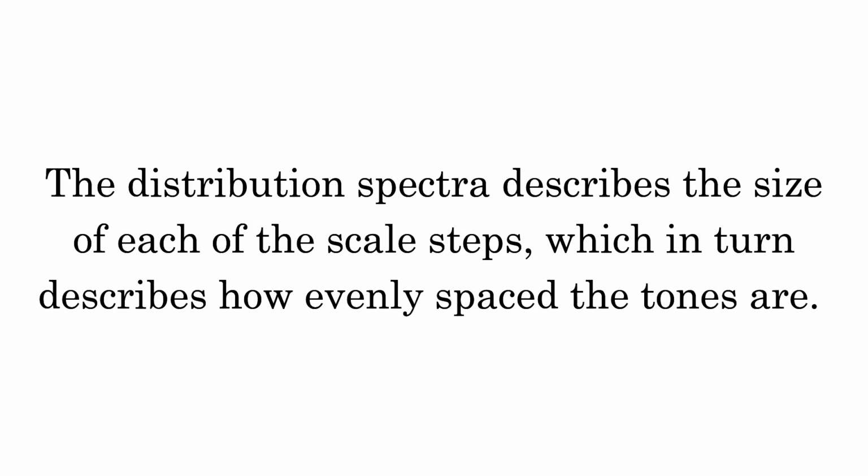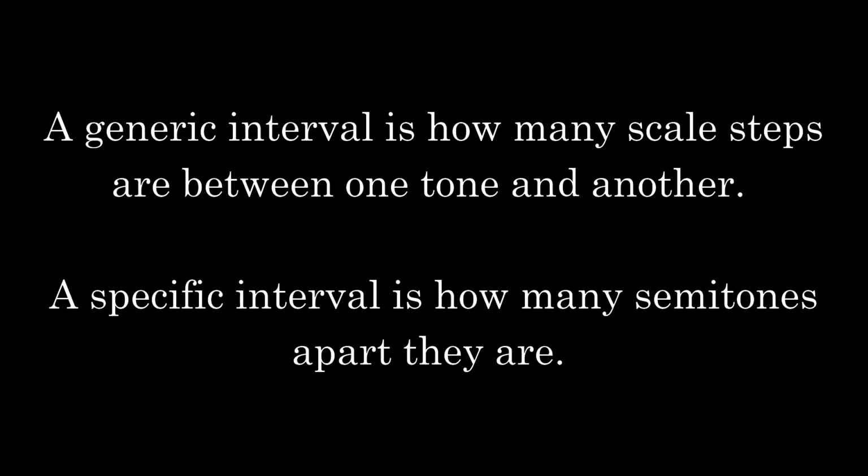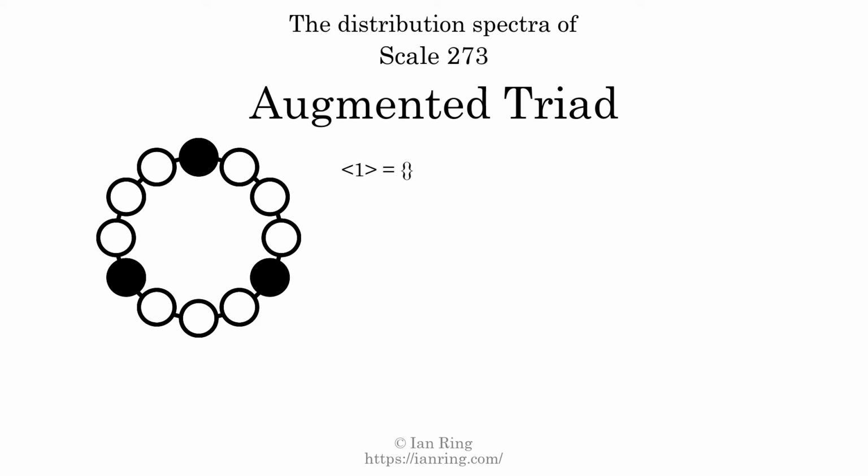The distribution spectra describes the size of each of the scale steps, which in turn describes how evenly spaced the tones are. A generic interval is how many scale steps are between one tone and another. A specific interval is how many semitones apart they are. The generic interval of one scale step has just one specific interval size, 4 semitones. The spectrum width of this generic interval is 0. The generic interval of 2 scale steps has just one specific interval size, 8 semitones. The spectrum width of this generic interval is 0.